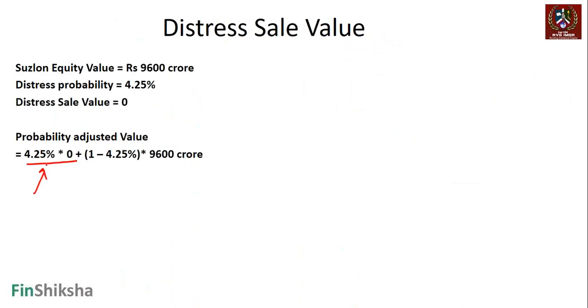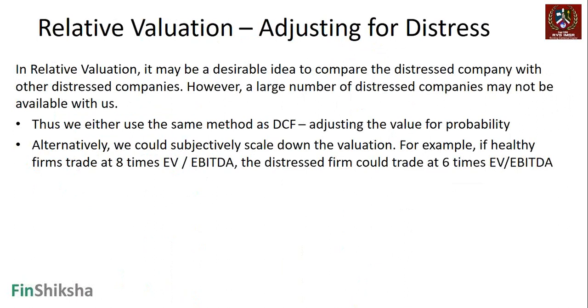Probability adjusted value: probability of default into default value, that's 0. Plus 1 minus probability of default into the DCF value, or whatever relative valuation value you've calculated, that value comes here, right? That's the distress sale value calculation that you do.